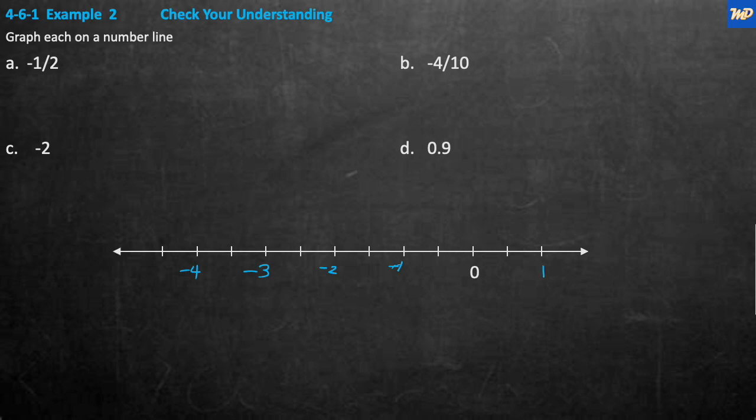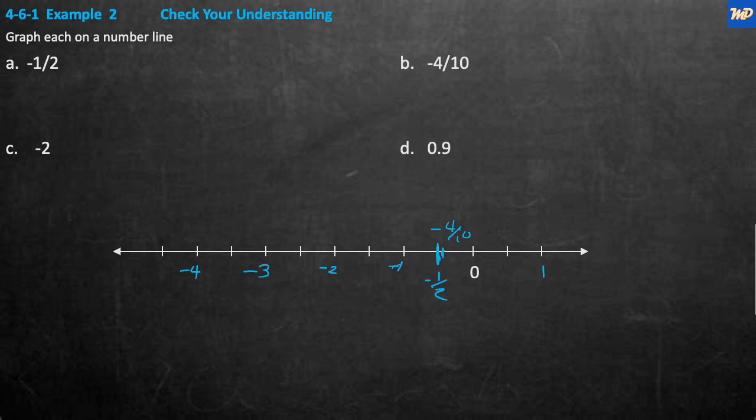This is 0. So the very first one, A, is negative 1/2. So if this is 0 and this is negative 1, this right here is negative 1/2. If we go to B, negative 4/10. Well, 4/10 is just a little under 0.5, and it's negative, so it's going to be right in here. This is 10/10. 4/10 is going to be right here. Negative 4/10.